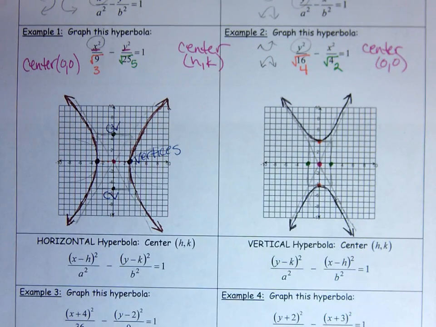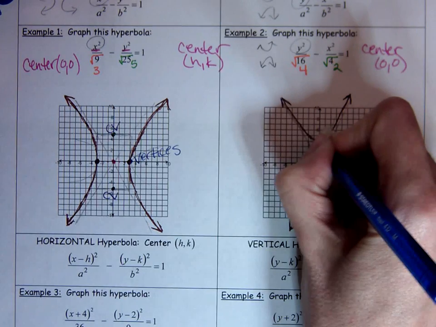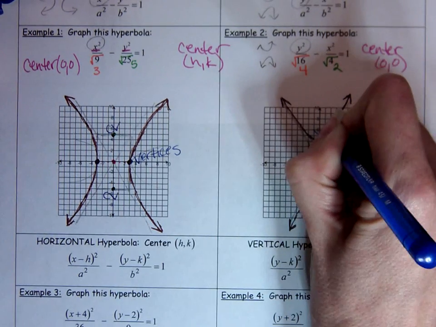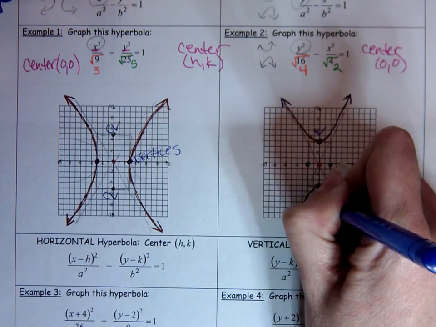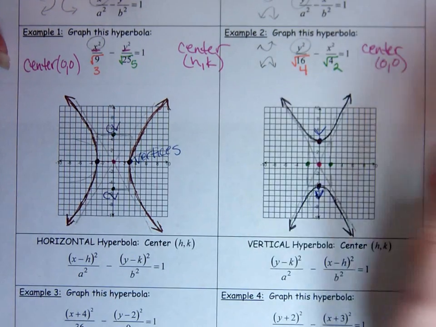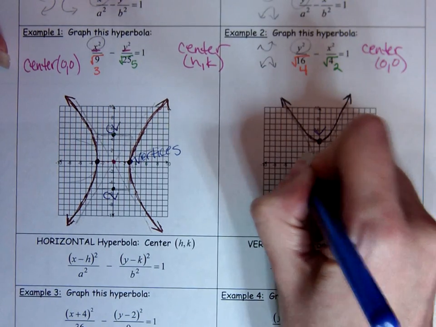Okay, and now we're looking at one that's open vertically. My vertices this time have moved with my curves, and they're sitting right there where they change directions, and my co-vertices are now along the horizontal.